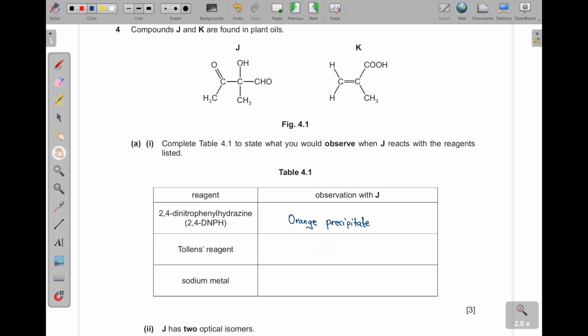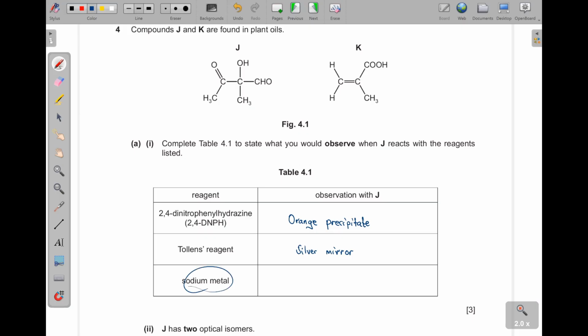Then Tollens' reagent. Tollens' reagent gives a positive test for aldehydes, not ketones. And this one has an aldehyde, so that means there will be a positive test, which is actually the silver mirror. Tollens' reagent is called ammoniacal silver nitrate.